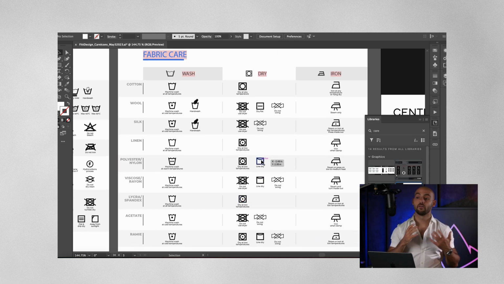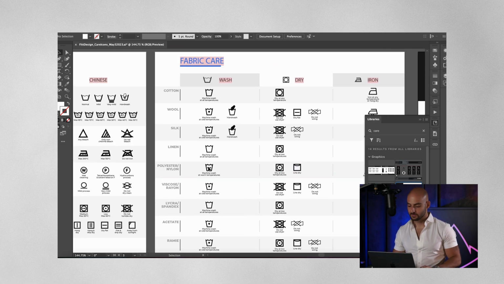On the second side, we have our fabric care for specific types of fibers. We've outlined cotton, wool, silk, linen, polyester, nylon, viscose rayon, lycra, spandex, acetate. This just means for these types of fibers, what types of washes should you be going with?